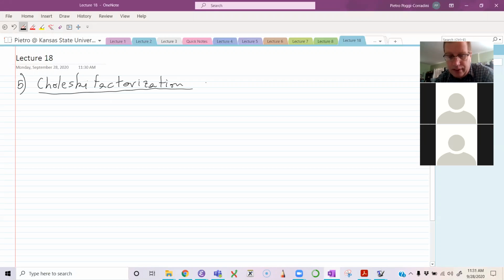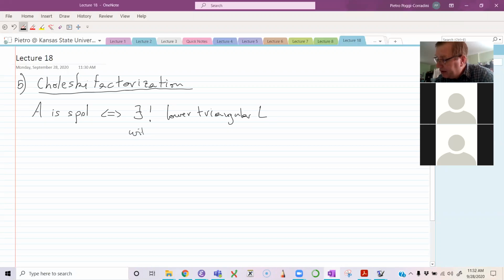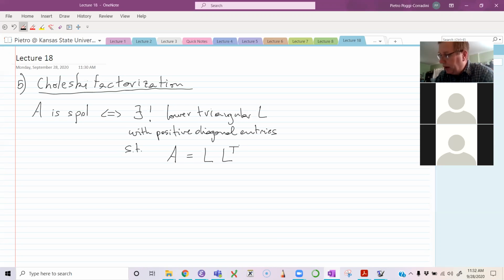So let me repeat what that means. If A is symmetric positive definite, then there exists a unique lower triangular matrix L with positive diagonals such that not only do we have an LU factorization, but we have an L L transpose factorization, where U is the transpose of L. Right, so that's Cholesky factorization.